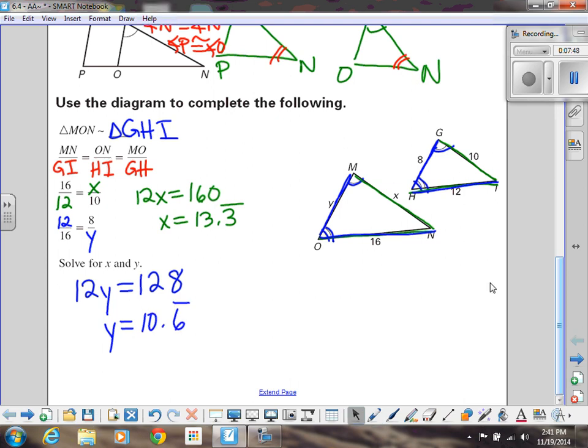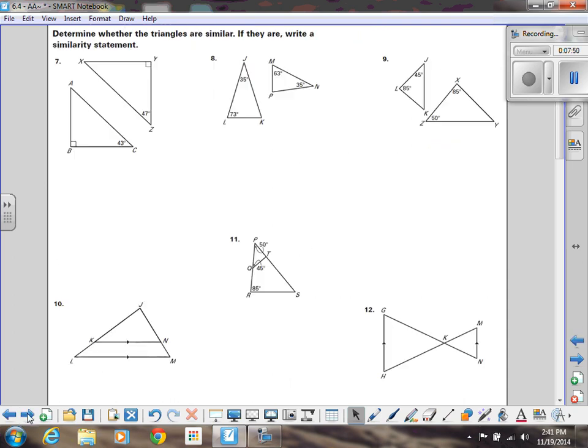So now move back to the back page of your notes. And we're going to look at these examples. See if you can try them on your own before I begin them. Go ahead and pause the video, and then we'll come back and discuss them.